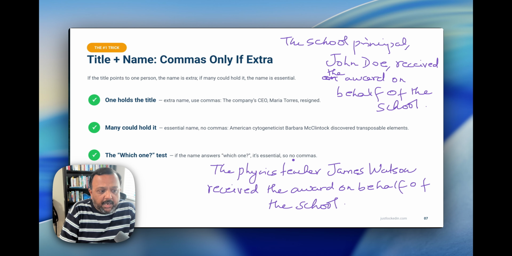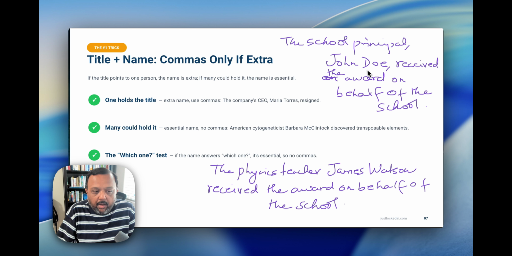Okay, because many people can hold a certain title, right? And therefore, you need the name. You have to add the name of the person, which is essential information, right? And therefore, don't add a comma. Okay, so this is very important to remember. You will certainly get one question either in module 1 or module 2 that tests your knowledge of this, right? And many people frequently get this wrong. Okay, so the physics teacher James Hodges, so don't add commas for this.